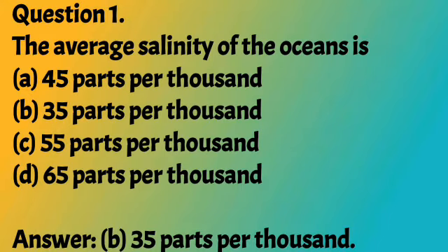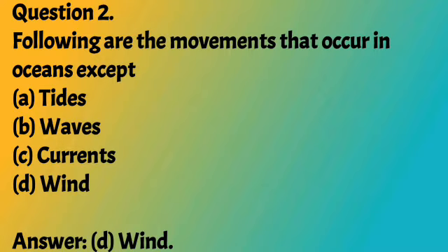Question 1. The average salinity of the oceans is A. 45 parts per thousand, B. 35 parts per thousand, C. 55 parts per thousand, D. 65 parts per thousand. Answer B. 35 parts per thousand.